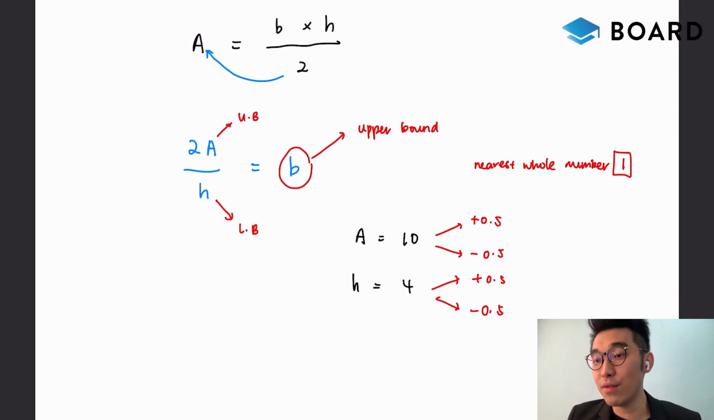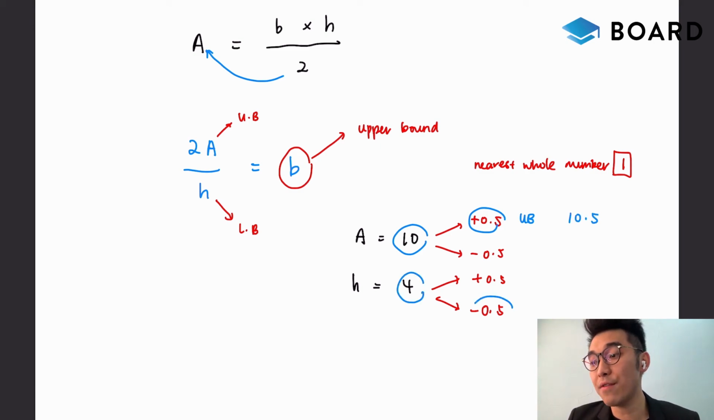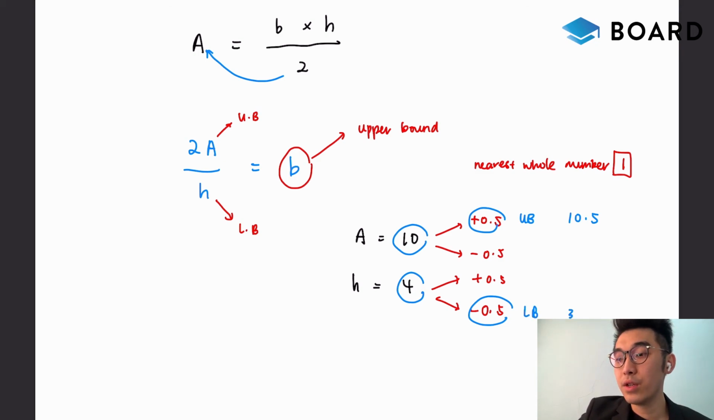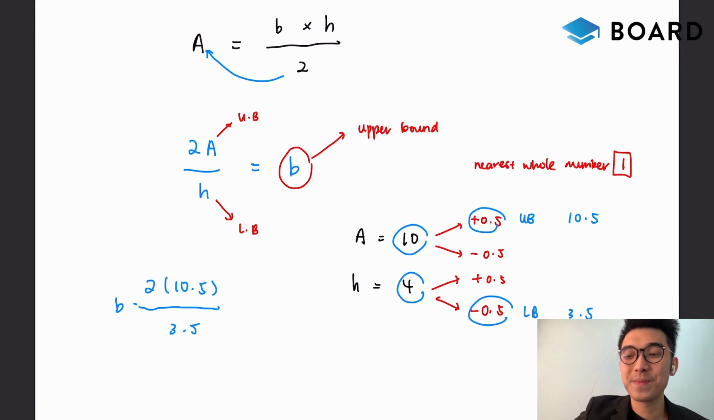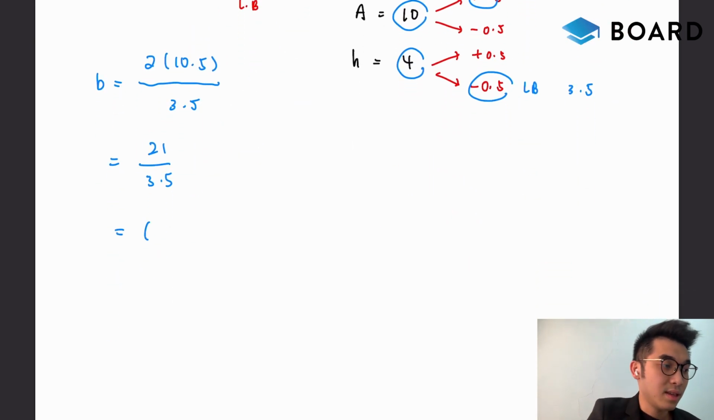So if you want to find the upper bound for A, which we have already decided, we just have to plus 0.5. So it's 10.5. If we want to find the lower bound for H, we just have to minus 0.5. We get 3.5. In this case, 2 times 10.5 over 3.5. That's your answer for B. You get 21 over 3.5, which gives you 6. So that is the answer.